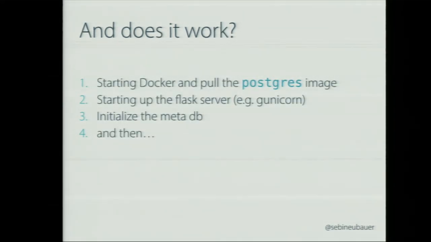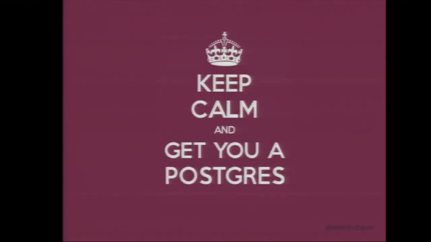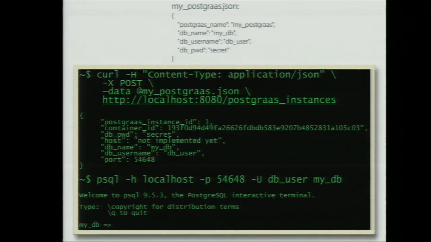So what do we have to do to bring it to life? We need a Docker daemon running, and we pull the Postgres image so that it's locally available. Then we start the Flask server, so you can use, of course, every WSGI server you want to use, for example, Gunicorn, or just the test debug server. Then initialize the MetaDB and keep calm and get you a Postgres. So what to do? We go into our terminal.